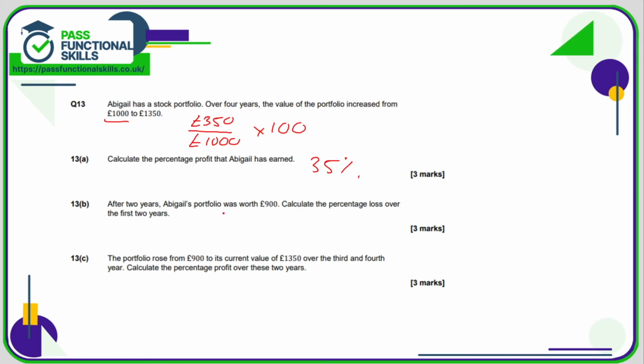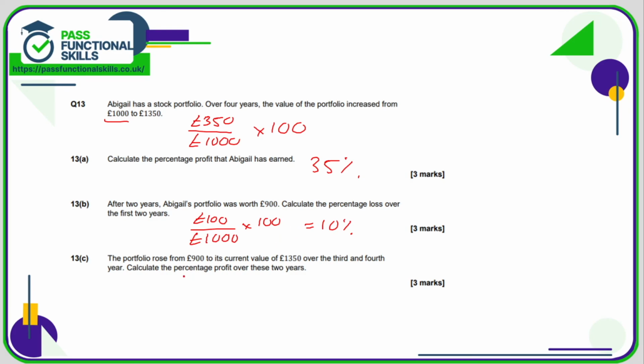After 2 years, the portfolio was worth £900. So what is the percentage loss? So it's gone from 1,000 to 900, so that is a loss of 100. And what is 100 as a percentage of 1,000? That might be fairly obvious to you perhaps, but if it's not, always the same, 100 divided by 1,000 multiplied by 100, that is a 10% loss. Whether it's profit or loss, it's exactly the same calculation, the same format.